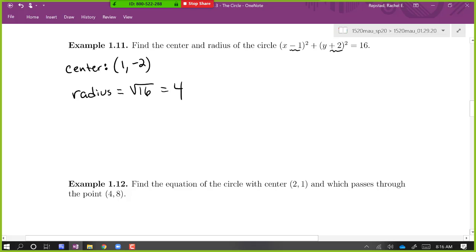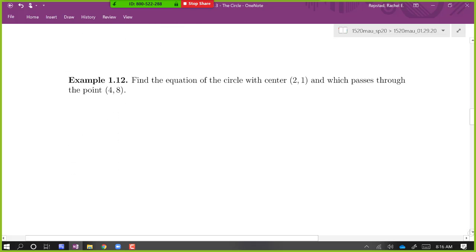So in example 112, that's what we're doing. They tell us the coordinates of the center, and then they tell us another point that it passes through. If they just told us the radius, that would be easier. But they told us another point it passes through. They want us to get the equation of the circle. So I'm going to just start by writing out what the standard form of the equation of a circle looks like.